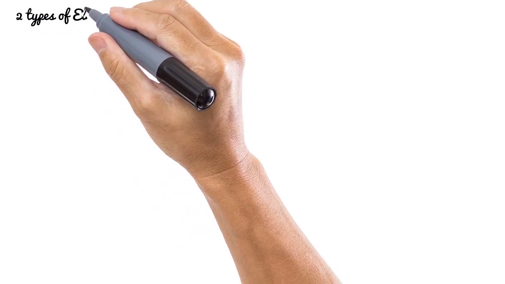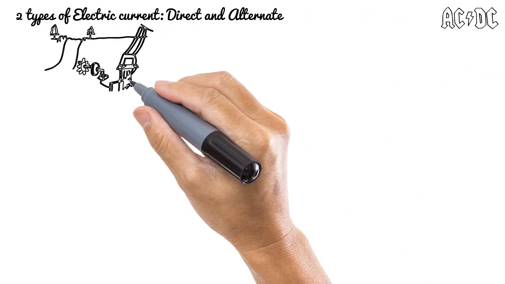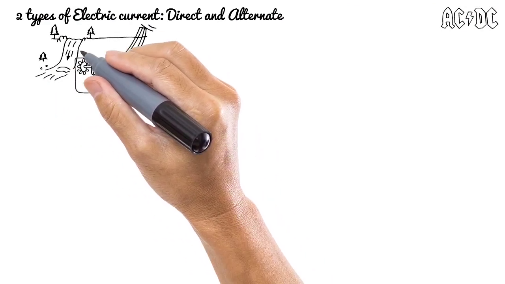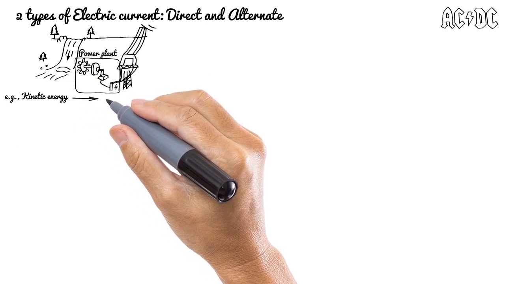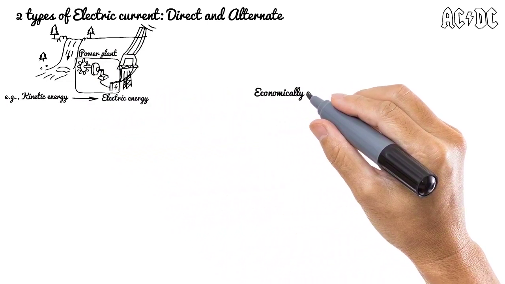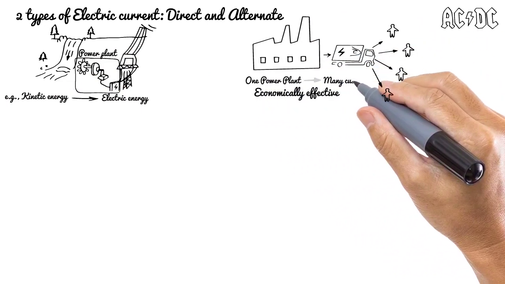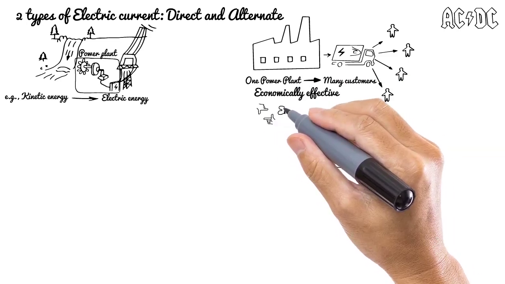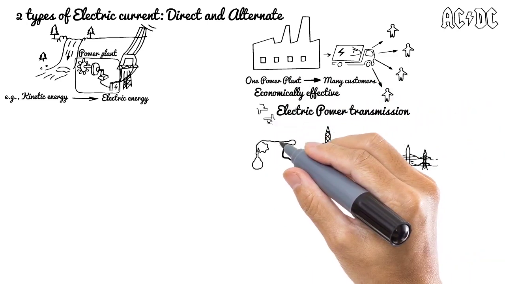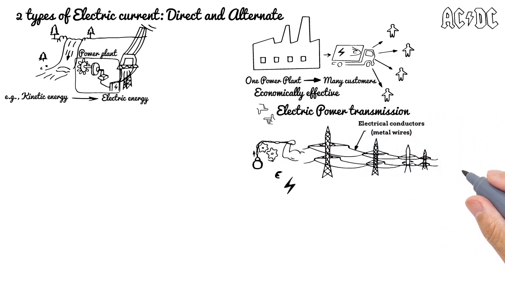And the last topic to discuss in this video is about two types of electric current: direct current and alternating current. Electricity is produced at special power plants where a form of one energy is converted to electrical form. To make the electrical process economical, plants must be large and serve many customers. To serve many customers, electricity needs to be delivered. Electric power transmission is the process by which electrical energy is transmitted by electrical conductors to another location at a distance.